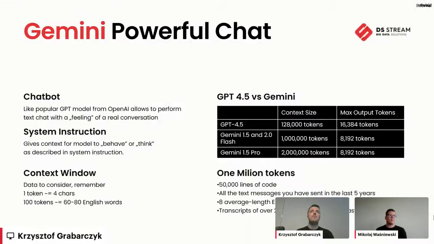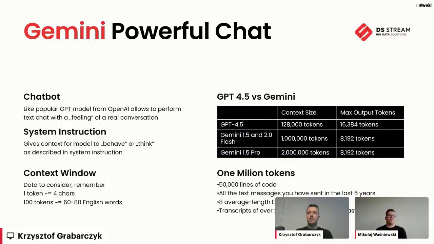I will tell you more about Gemini, which is a powerful chatbot provided by Google. It is a chatbot like other popular models, for example, GPT, so it provides you a feeling of real conversation. First interesting thing about this model is that you can provide a system instruction for it. It means that you can instruct your model to behave or think as described in the system instruction. I will show you later how to use it.